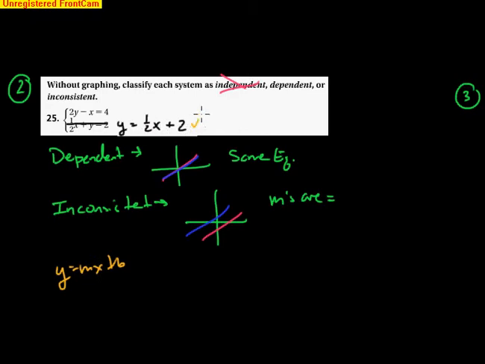Now, the second one is already done for you, so we only have to work with the first one. So I'll put that right here. 2y minus x equals 4. To put this in slope-intercept form, get the y by itself. Let's add x to both sides.